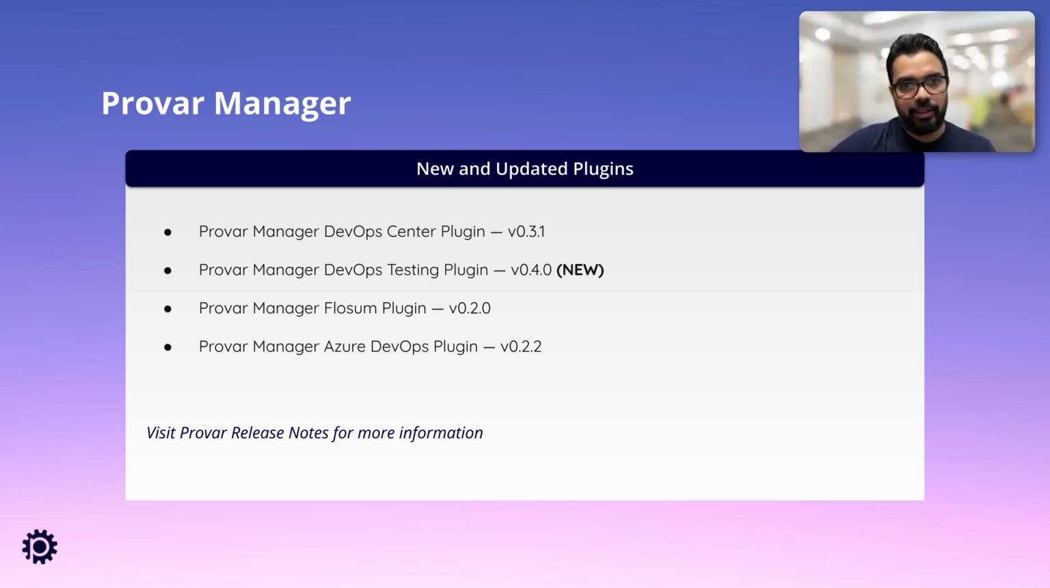And other than that, there are some compatibility fixes around Flowsum plugins and ADO plugins as well. So we have released a new version of these plugins as well. So if you are using any of these plugins, make sure you are picking up the latest copy from the App Exchange or from the Provar Manager marketplace. And if you want to know more about this, we have more information in the release notes, what exactly has been fixed, what exactly has been covered as a part of these plugin updates.